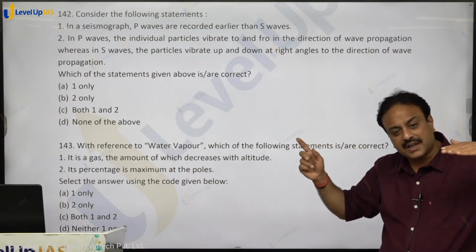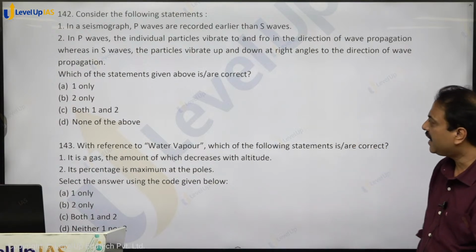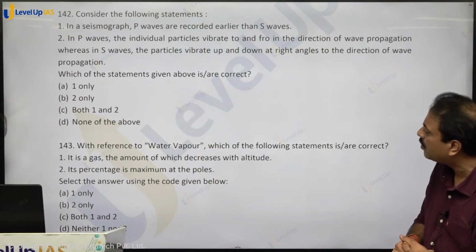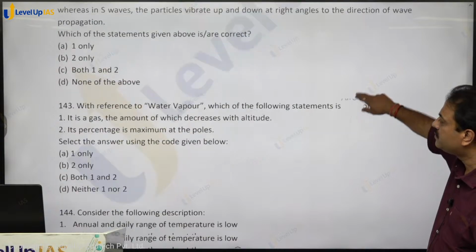तो wave propagation अगर ऐसे हो रहा है तो उसके right angle पे up and down move कर रहा है. So it is correct. The second statement is correct. So both are correct. Both 1 and 2, option C for cat will be the right answer.